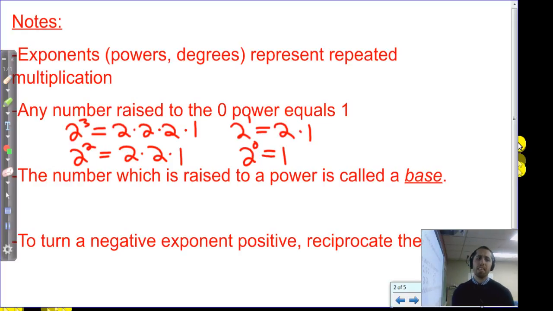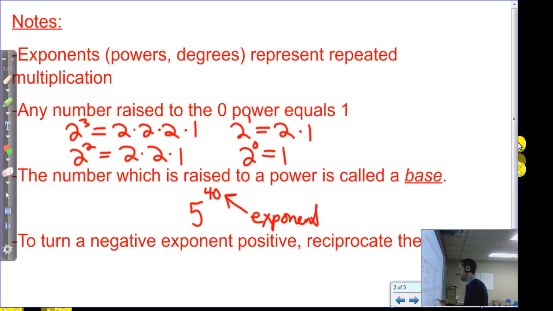The next note, the number which is raised to a power is called a base. So if we have 5 to the 40th power, good thing we're writing it in exponent notation. This would be the exponent we know, or the power, or the degree. But this other number, the number which is actually being repeatedly multiplied, this is called the base. That's an important vocabulary word to know because of the next note.